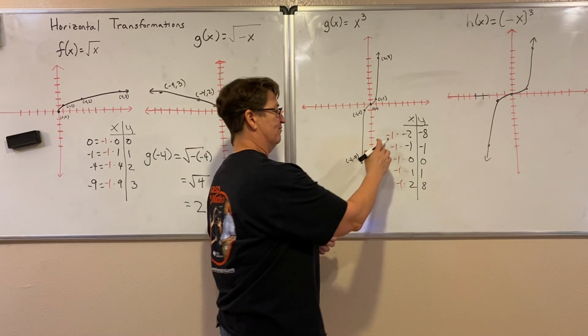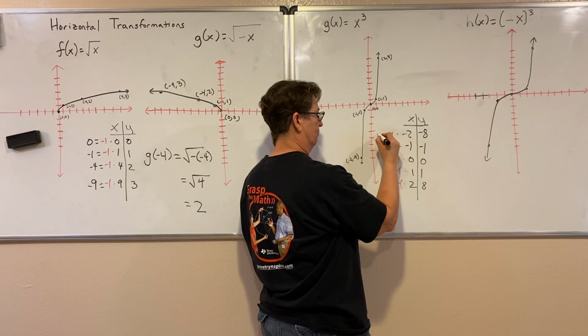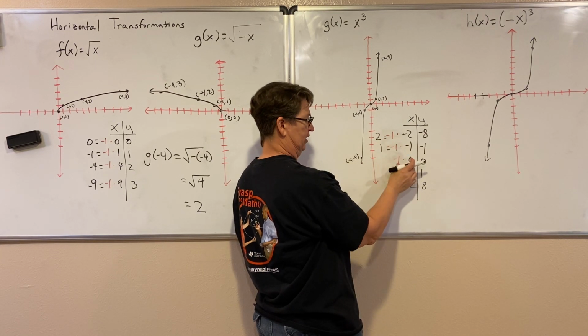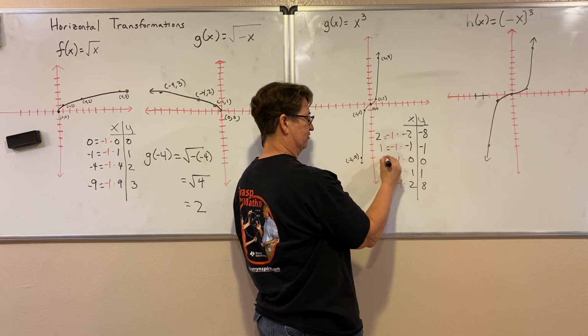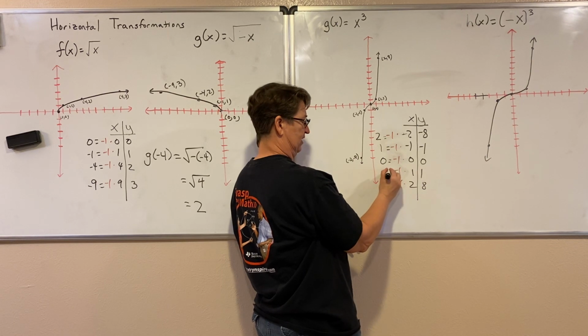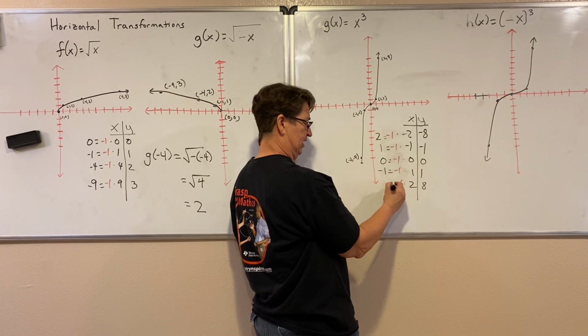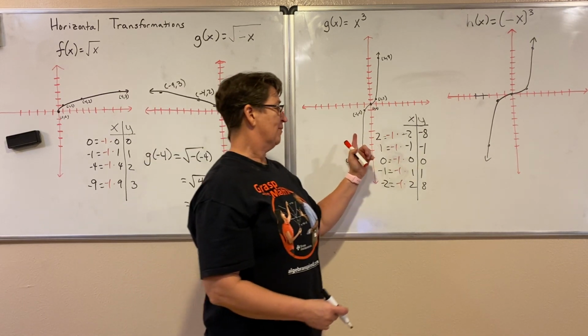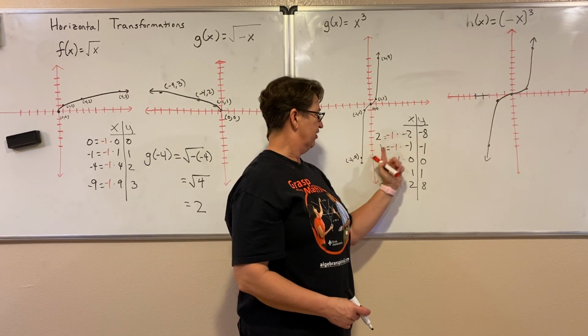So that we have -1 times -2 gives me a +2. -1 times -1 gives me a +1. -1 times 0 gives me a 0. -1 times 1 is a -1. And -1 times 2 is a -2. So my points on my new graph are here.